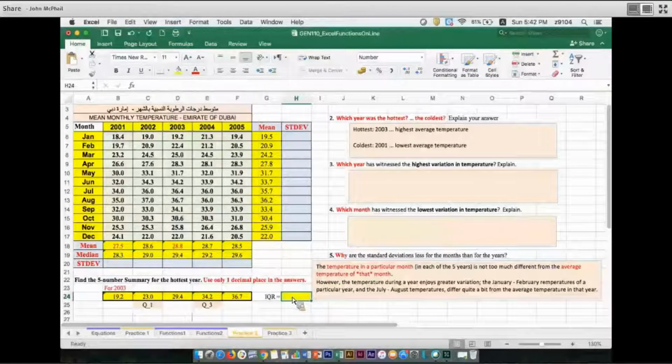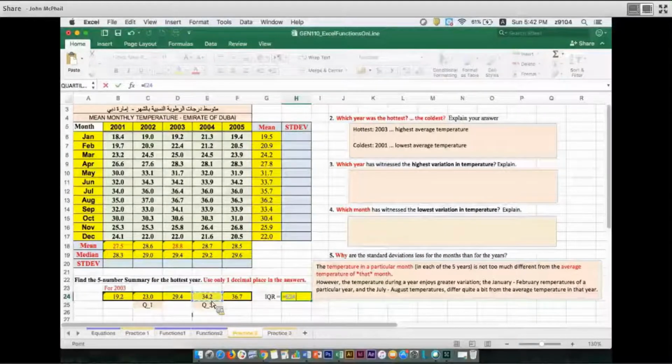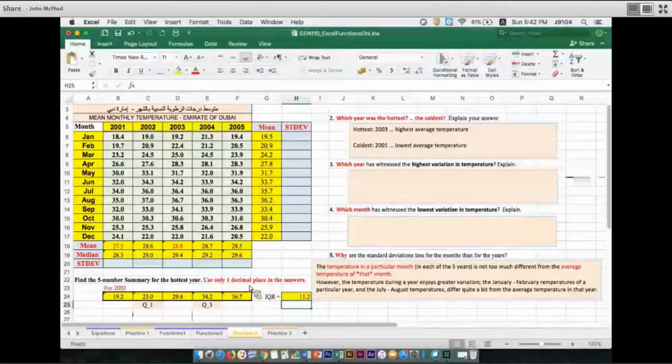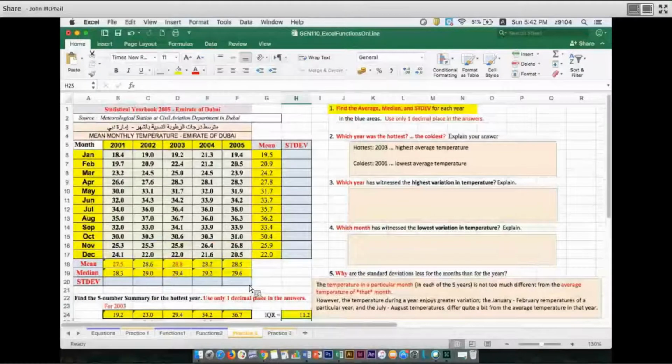The interquartile range, do not forget, is Q3 minus Q1. I can click on the value, the 3rd quartile minus the 1st quartile, the interquartile range, 11.2.